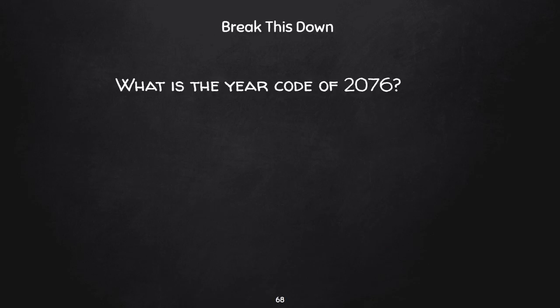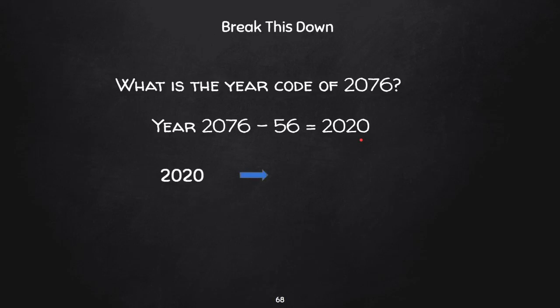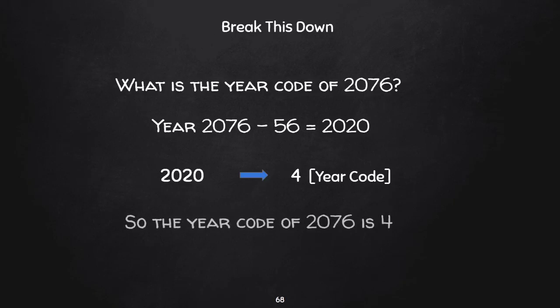Let's take one more example. What is the year code of 2076? 2076 minus 56 is simply equal to 2020. Do you remember the code of 2020? 2 plus 0 plus 2 plus 0? Well, 2020 has a year code of 4. That means 2076 has a year code of 4 too.